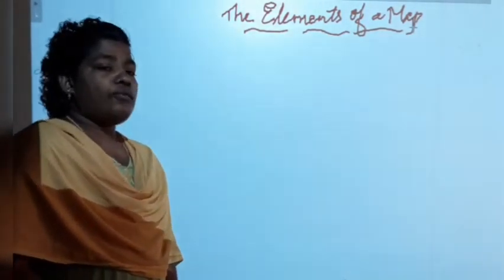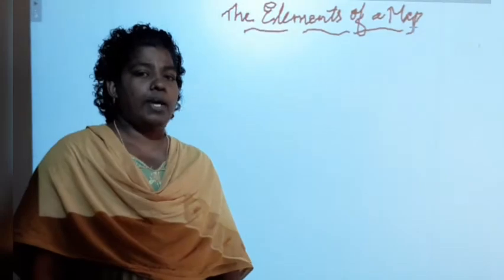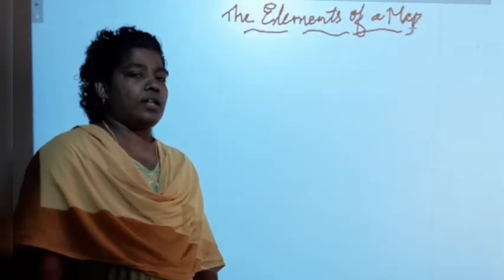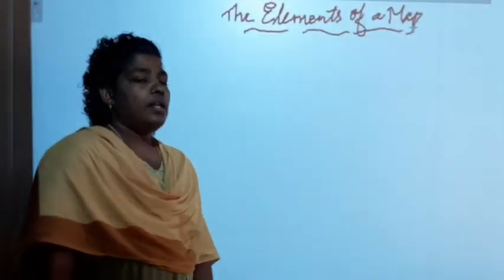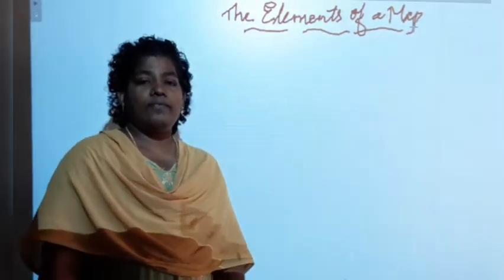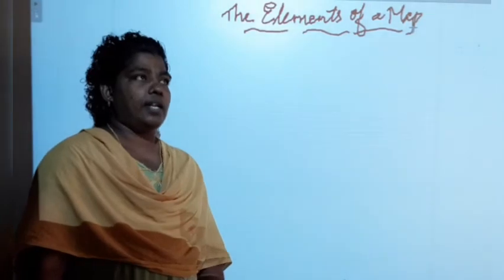There are 5 elements of a map. How many elements of the map? 5 elements are there. What are they? That we are going to learn today. The first element of a map is a title. What's the first element of a map? It's a title, the map title.